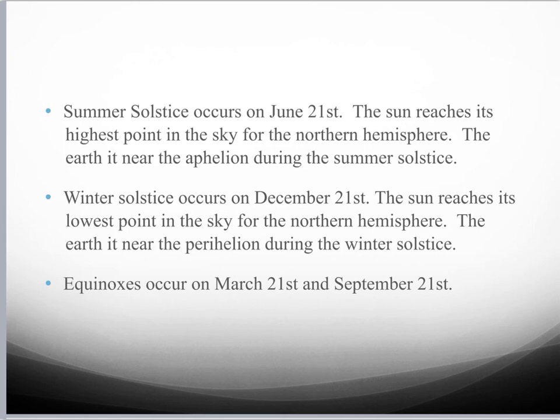The summer solstice occurs on June 21st, so in the northern hemisphere. So on June 21st, we have the maximum amount of daylight hours, and the sun's going to be the highest in the sky on that day.